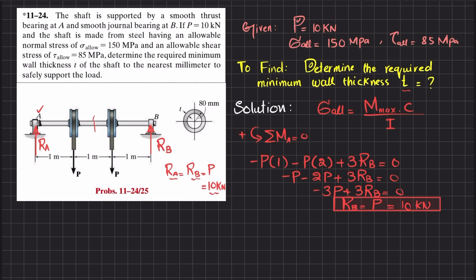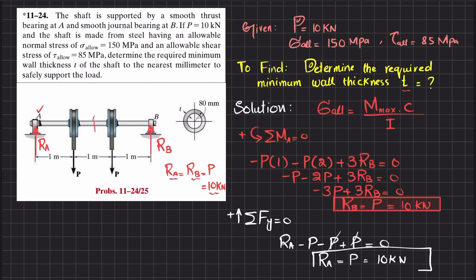Now you can find Ra by using the condition that the sum of all forces along the y direction must be equal to 0, with upward force taken as positive. One force is Ra, which is upward. The other force is minus P. The second force is also minus P, plus Rb. Rb is P, and the sum is equal to 0. So this will cancel with this, and we get Ra also equal to P, and P is 10 kilonewton. Now you have both reaction forces, so by using these two forces we will draw the shear force and bending moment diagram.